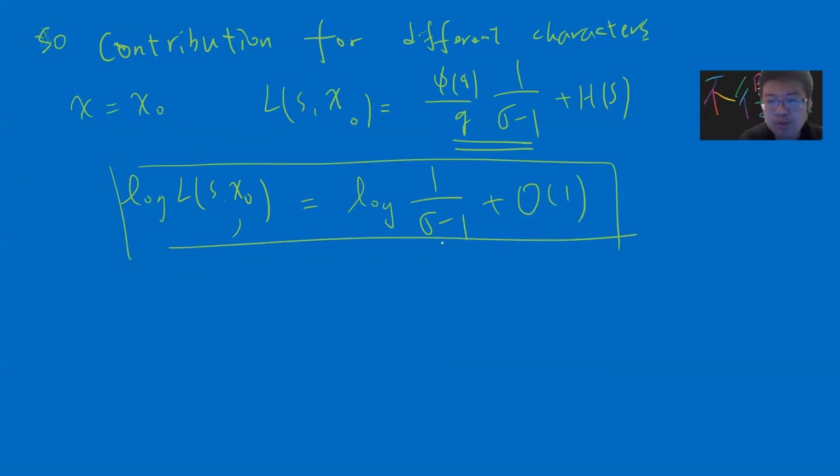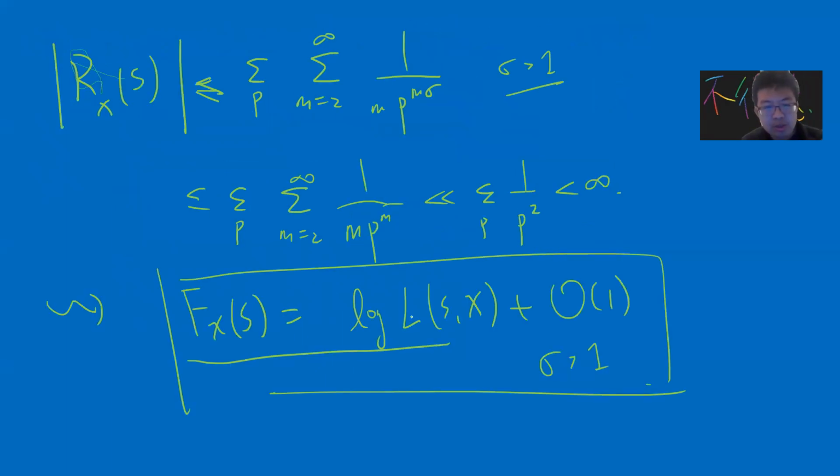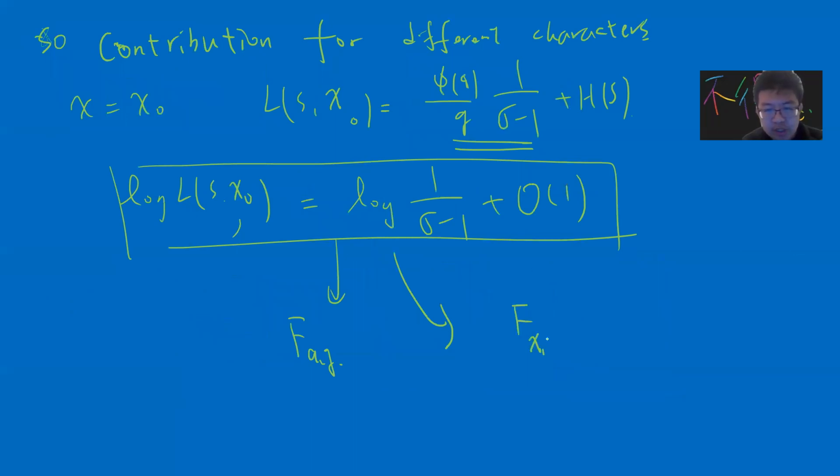Okay, it looks like we proved the results, right? Because this term already contributes a term which shows up in the FAQ. So this already gives you a result. This function will give you that, your F chi 0 of s is already log 1 over sigma minus 1 plus big O(1). And this is true for, let's say, sigma greater than 1.